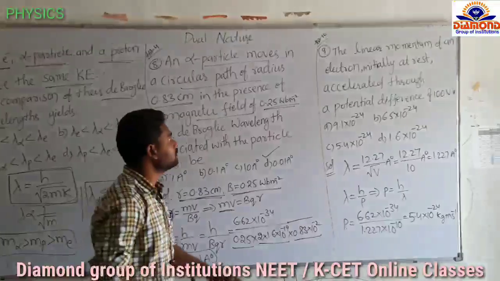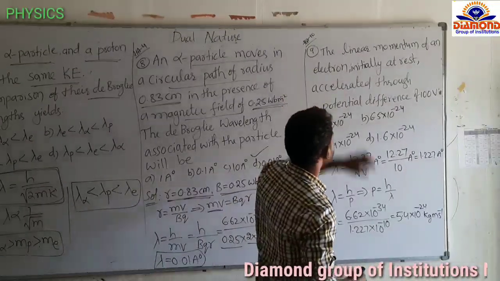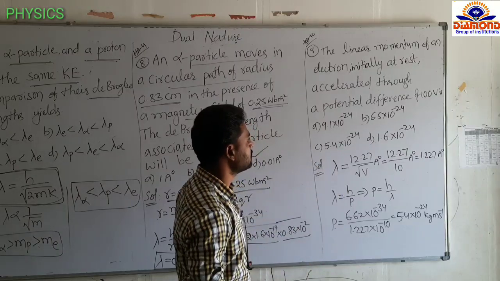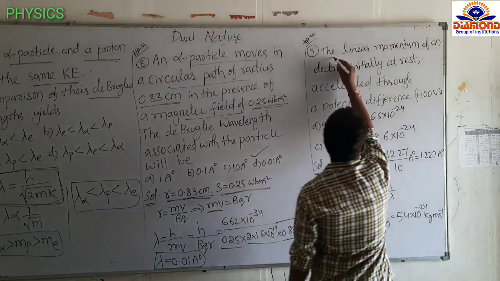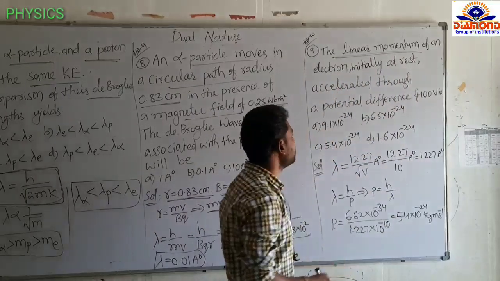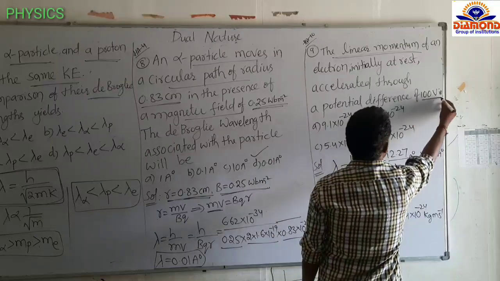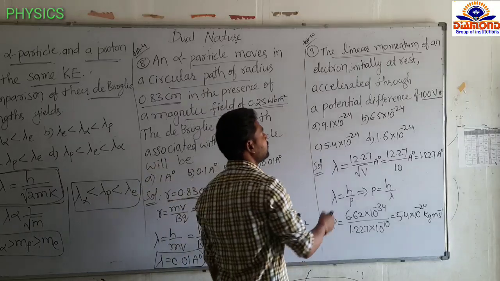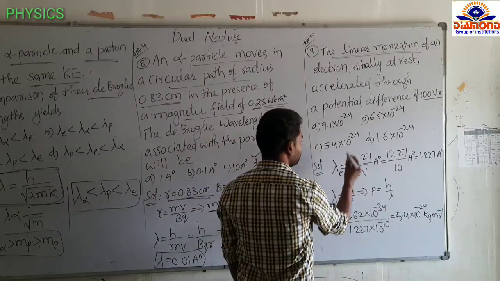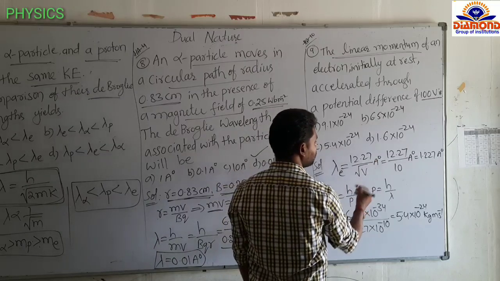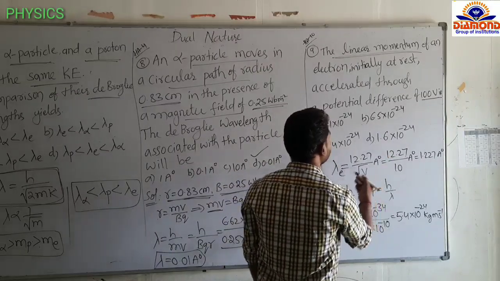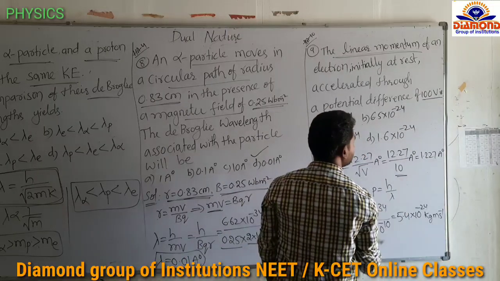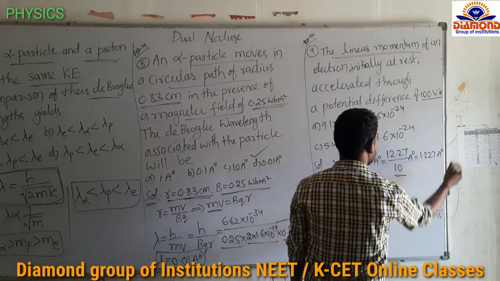Now go through the next question, the ninth question in your home assignment, tenth question. It asks for the linear momentum of an electron initially at rest, accelerated through a potential difference of 100 volt. So we have to find the linear momentum of an electron, accelerated by 100 volt potential. For the electron, we know the direct de Broglie wavelength formula: 12.27 by root V into angstroms. The potential difference is 100 volts, and the square root of 100 is 10, which I have written here directly. So 12.27 by 10 equals 1.227 angstroms.